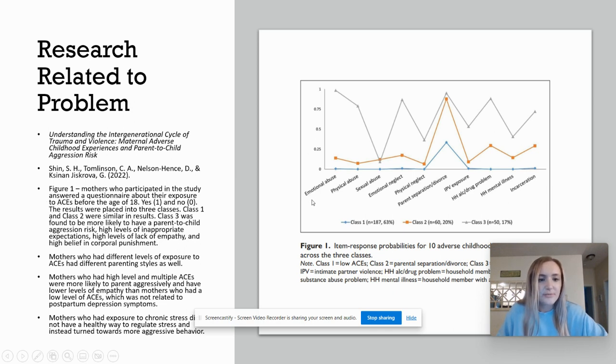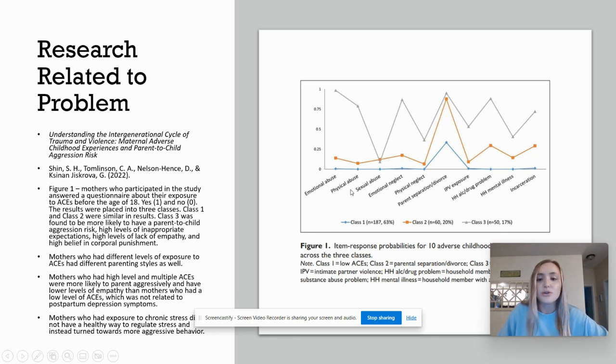So this figure here is showing results from mothers who participated in the study. They answered a questionnaire about their exposure to ACEs before they reached the age of 18. They answered the questions like 1 as yes and then 0 as no, like they haven't experienced any. Those results were then placed into 3 different classes here. That just shows it broken down in numbers from the whole sample and then the percentages.